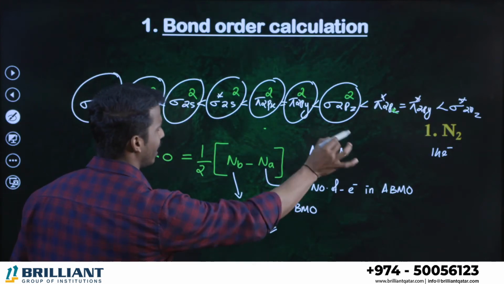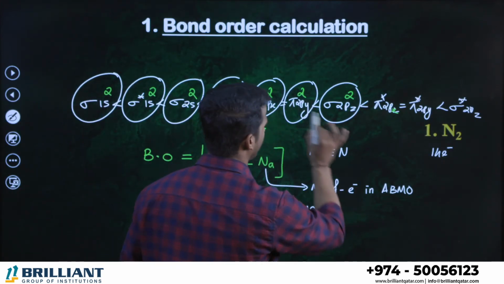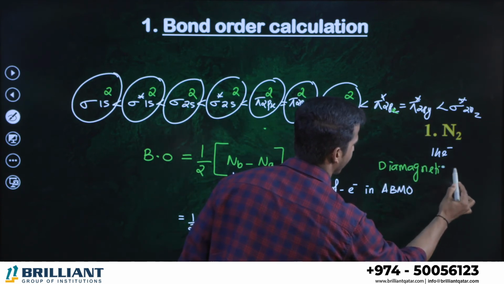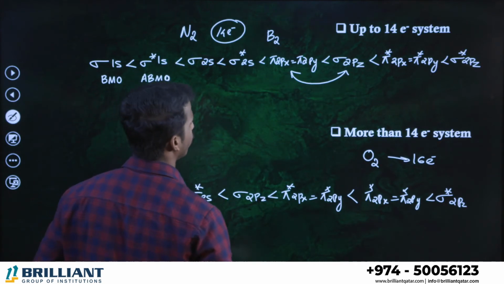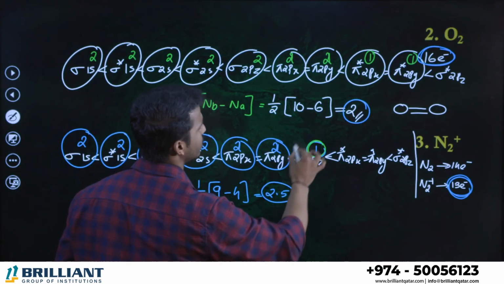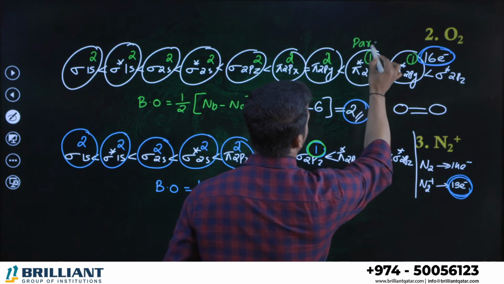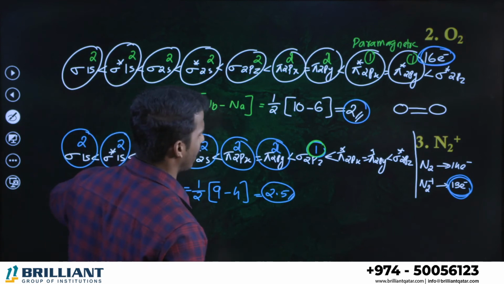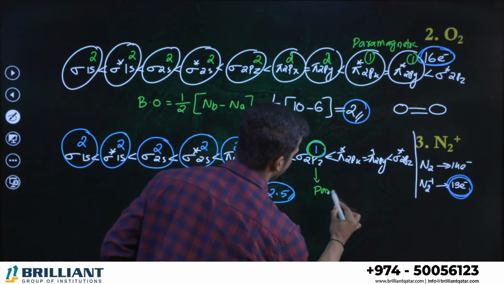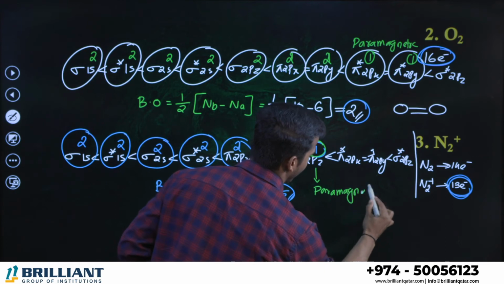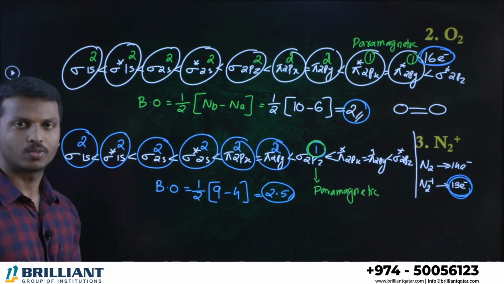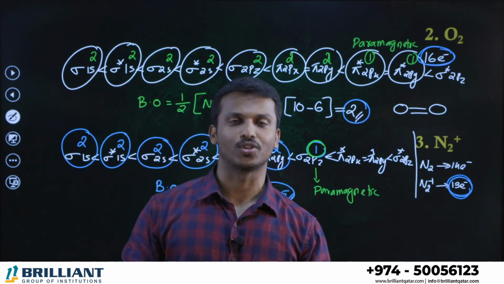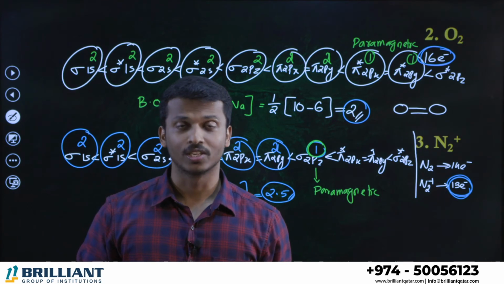So we can say that the nitrogen molecule is diamagnetic in nature, whereas the O2 molecule is paramagnetic in nature. What about N2 plus? That's also paramagnetic in nature. This way you can identify the magnetic property of a molecule. This is the second application of molecular orbital theory.